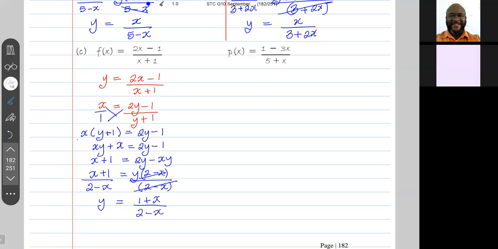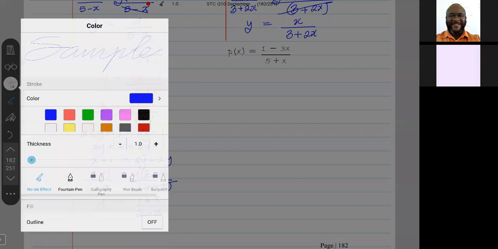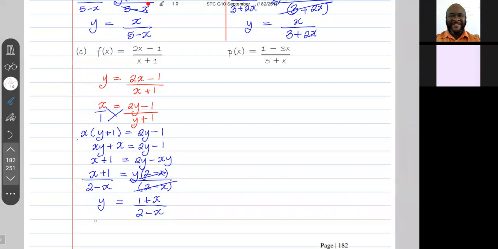So x plus 1 and 1 plus x is the same thing. And so now the only thing that remains is the final step, which is step 4. At step 4, I'm going to take out y and say f inverse of x is equal to 1 plus x over 2 minus x. Guys, what I just did for f of x, I want you to do the same for p of x. And as usual, as you finish, type your answer in the chat.